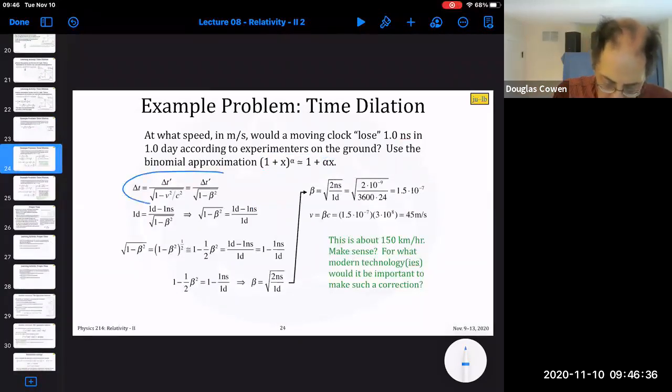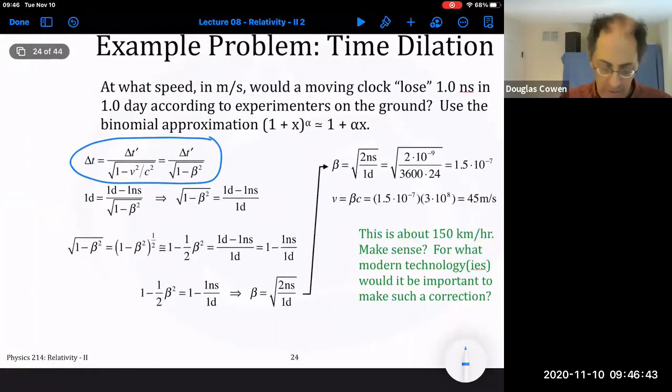So here's that equation that we derived by studying the light clock previously. And now we want to relate that to the question at hand, which says that the people on the ground who are not moving, their clocks measure one day to have elapsed. The person who's moving around at some speed measures one day minus 1 nanosecond to have elapsed. So the Δt is one day, and the Δt′ is one day minus 1 nanosecond. Now remember, 1 nanosecond is a small number, 10⁻⁹. And one day is like 10⁵ seconds. So there's 14 orders of magnitude separating those two numbers.